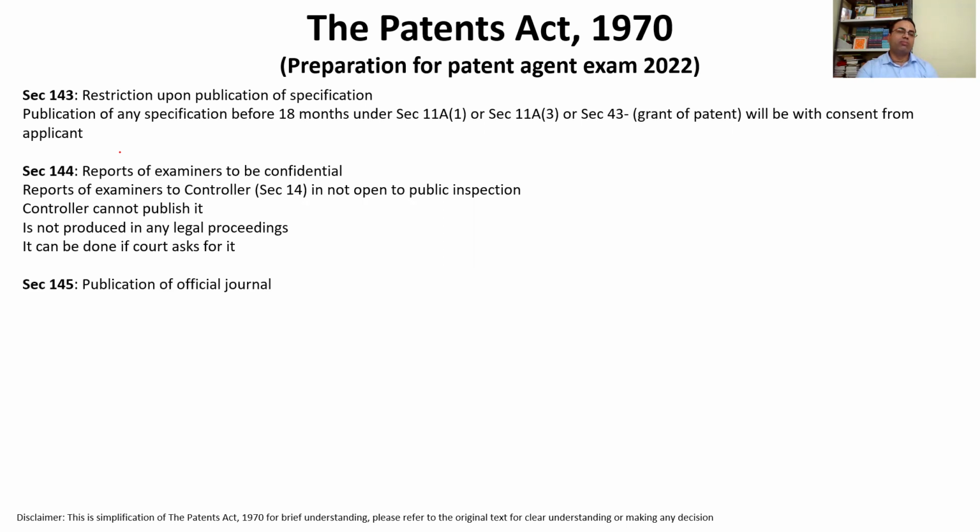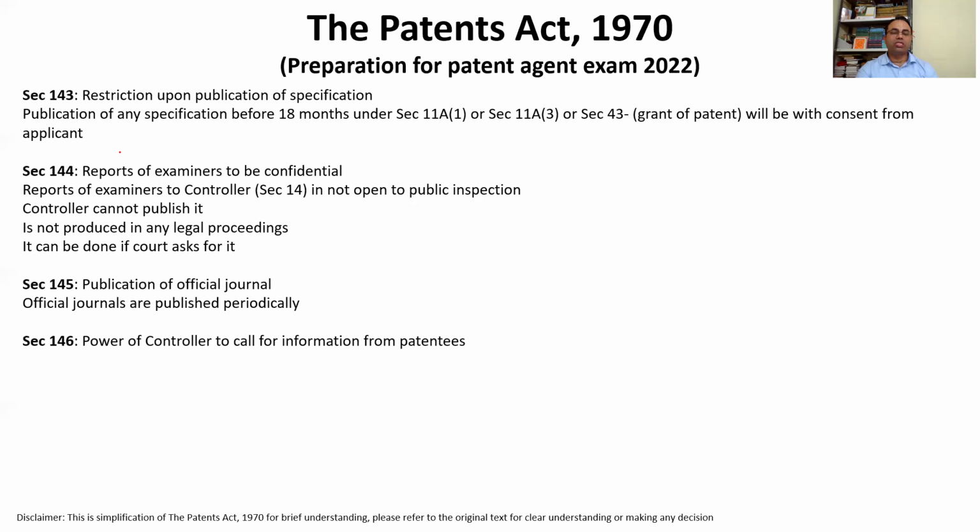Section 145, publication of official journals. It simply says official journals are published periodically. So sometimes this section 145 is asked. Section 143 can be asked, meaning in a true and false scenario, because it says publication will be with consent from the applicant. So it can say that publication of any application before 18 months can happen without consent of the applicant. This is not true. Consent has to be taken.